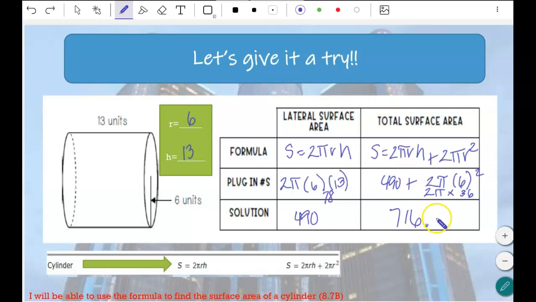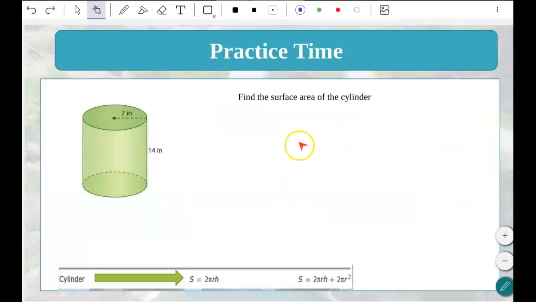All right, so make sure if you didn't get that, rework it. Just making sure that you go through these steps here on the calculator. All right, let's go ahead and do this one. Find the surface area. That means if it doesn't tell you lateral, then it's the total surface area.